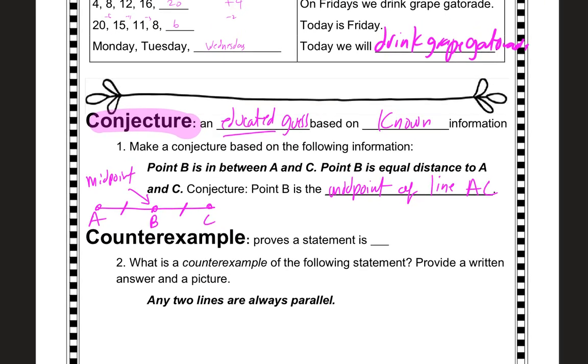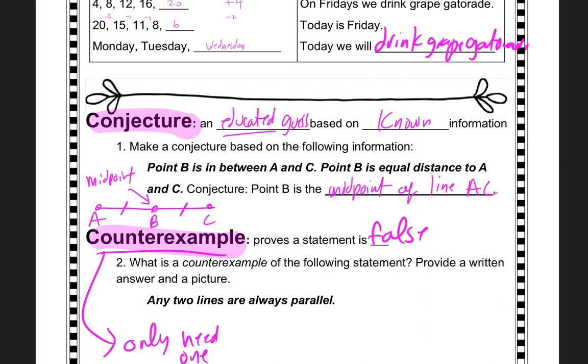Now our final vocabulary word from this is a counterexample. So a counterexample. So you might think counter is against an example. A counterexample is what proves a statement is false. Okay, so with the counterexample, you only need one to prove that it's false. Okay, you only need one counterexample to prove that it's false.